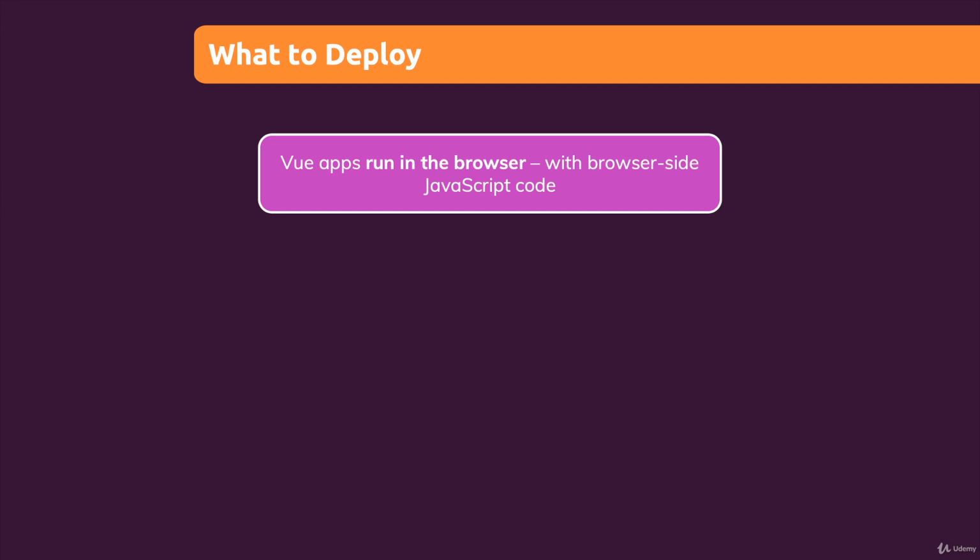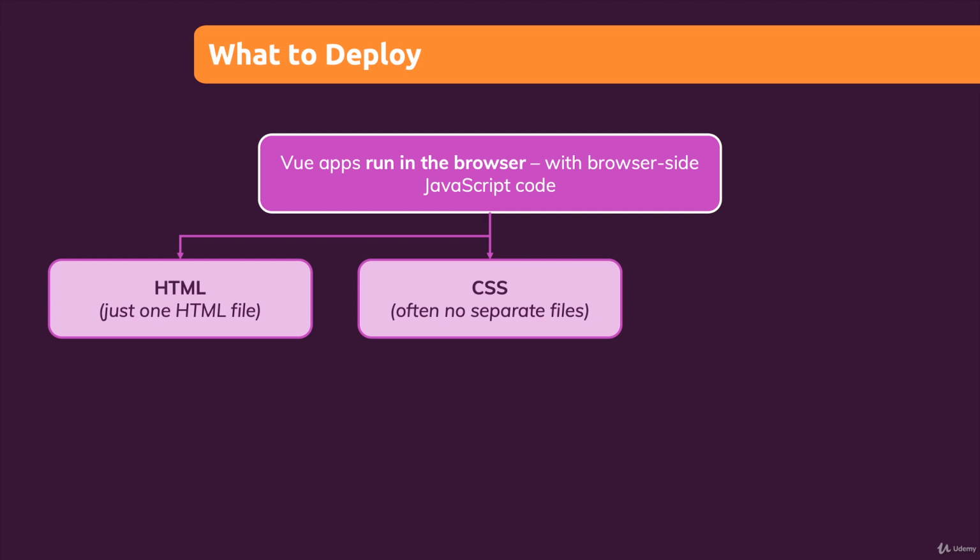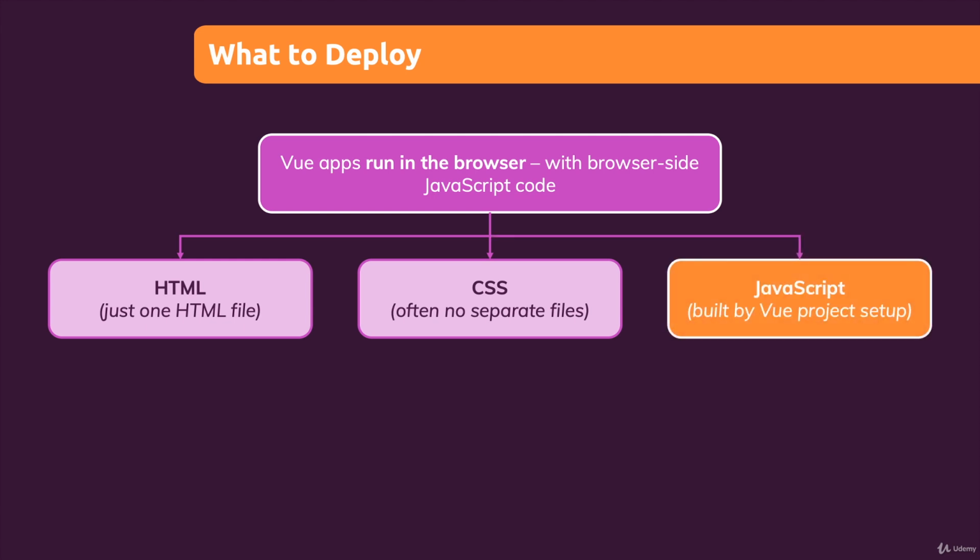Here, we really just have a couple of files which are all interpreted by the browser. We got our HTML files, in this case just one HTML file since we're building a single page application. We got CSS files, possibly. Here in the projects we worked on, we didn't have separate CSS files. We merged that with the components, and therefore the project setup will take care of extracting this and adding it to the page. We have no separate CSS files. And most importantly, we have a bunch of JavaScript code.